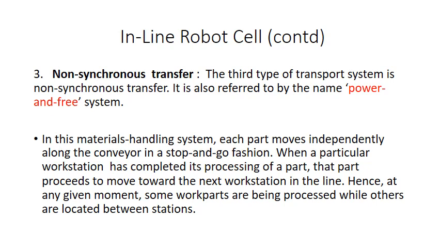Three, non-synchronous transfer. The third type of transport system is non-synchronous transfer. It is also referred to by the name power and free system. In this materials handling system, each part moves independently along the conveyor in a stop and go fashion. When a particular workstation has completed its processing of a part, that part proceeds to move toward the next workstation in the line. Hence, at any given moment, some work parts are being processed while others are located between stations.